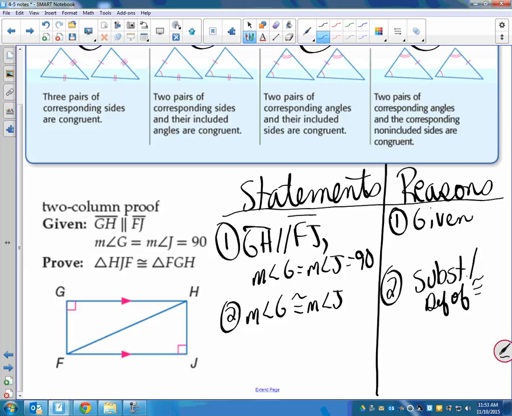Oh, okay. So yeah, you have to say one of them. You gotta go to definition of congruent segments, congruent angles, I guess. Okay, that makes more sense. So that's better than substitution, and you guys win. Yeah.